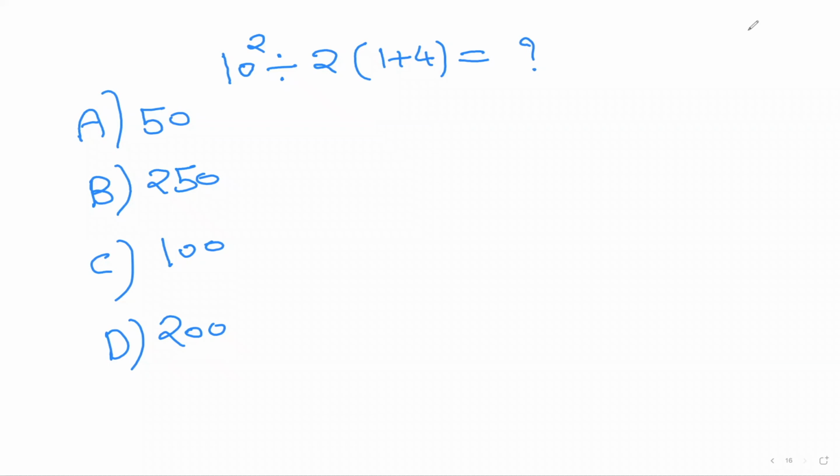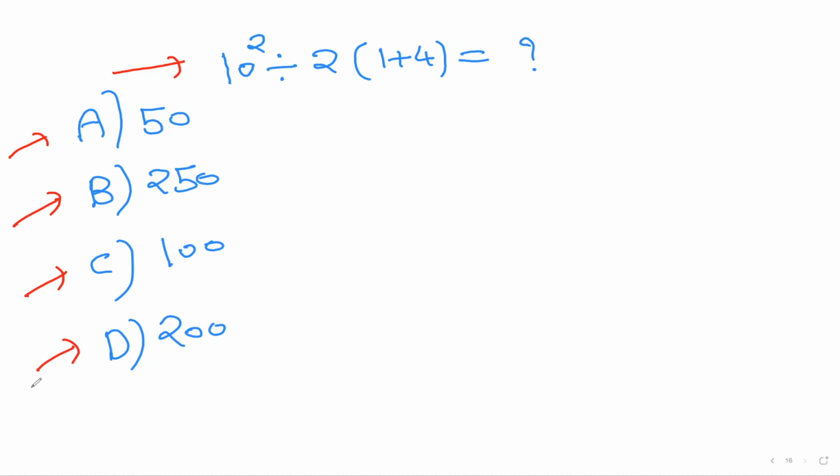Hi friends, in this video, we are going to learn what is 10 square divided by 2 multiplied by the bracket 1 plus 4. Is that 50 or 250 or 100 or 200? You can pause the video, try, and see what answer you're getting, and then you can check with me. How does that sound?